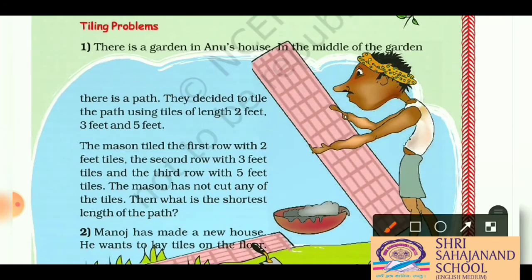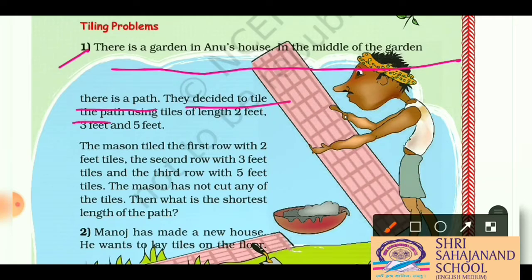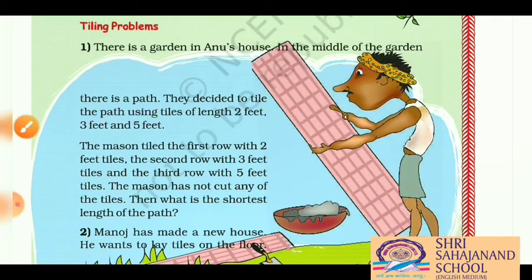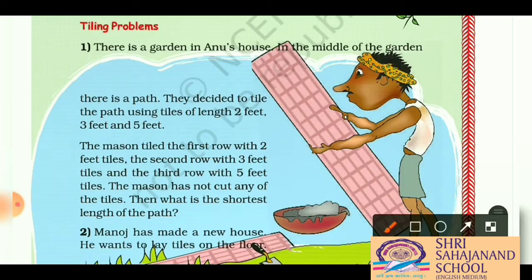Let's read the first question. There is a garden in Anu's house. In the middle of the garden there is a path. They decided to tile the path using tiles of length 2 feet, 3 feet and 5 feet. Here you have to understand that they are using 3 types of tiles to make a path, and their dimensions are 2 feet, 3 feet and 5 feet.